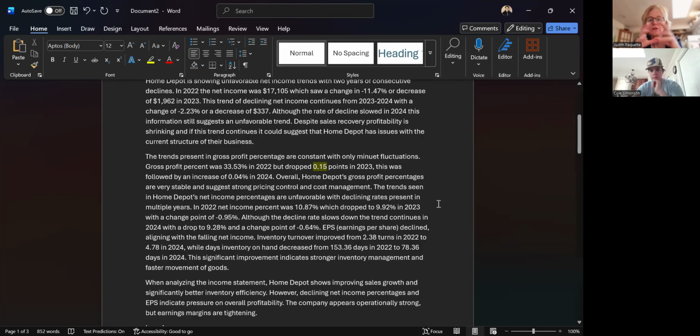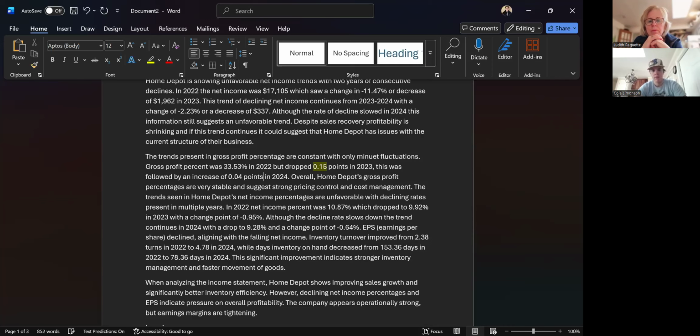Whenever you're doing a subtraction between two percents, we don't say it dropped X point, a percent. We say it dropped X points. This was followed by an increase of 0.04 points. And I think I would just put the number in 24. I think those are pretty small. I mean, the 0.15 is not good, but the 0.14 is not bad.